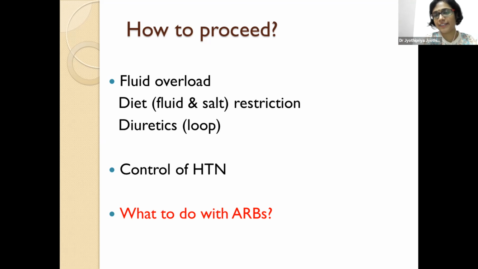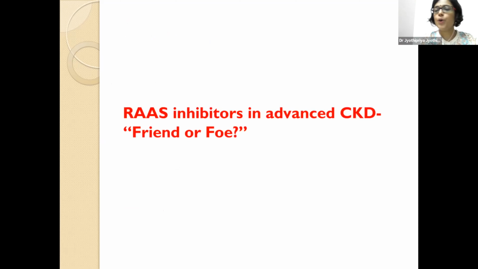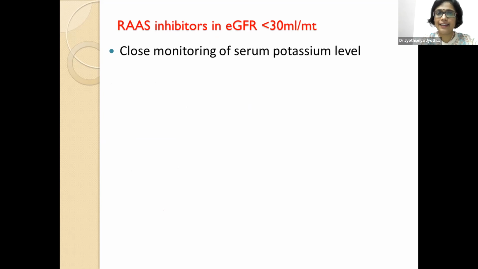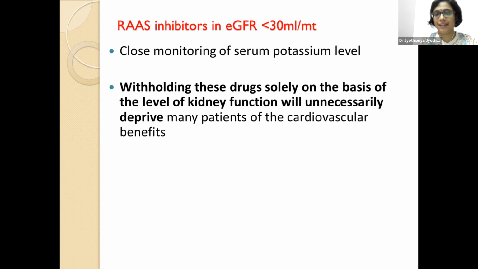GFR is already 17 ml. Potassium is actually fairly in the range, though it is high normal. Now, what do guidelines say? Do we have to stop or do we have to continue? As per the KDIGO guidelines, in eGFR less than 30, if we can maintain close monitoring of serum potassium level, we need not withhold the RAS inhibitors. But of course, again, it's an individualized approach. We can continue, but make sure we get the patient for regular follow-up.